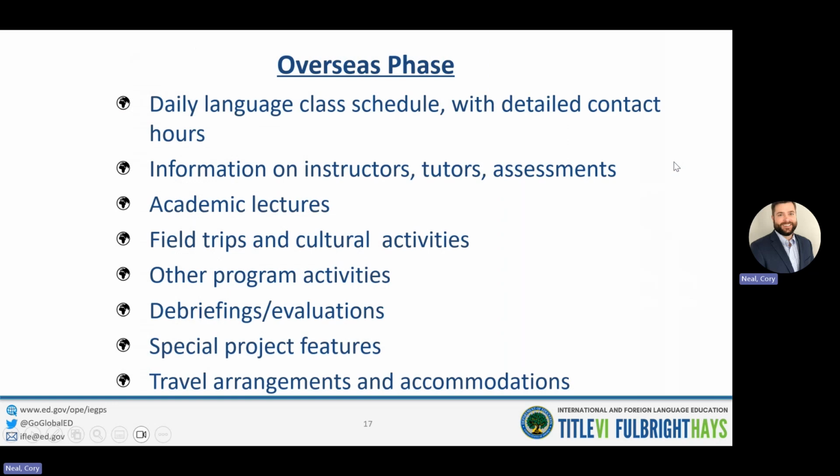Your overseas phase. This is where you should provide detailed information on your in-country itinerary. These details should include a daily itinerary, details about lectures, language studies, any cultural field trips or activities, debriefings and evaluations, any sort of travel arrangements or accommodations. Of course, the more information you provide in your project narrative regarding this, the more likely you are to receive a respectable score.